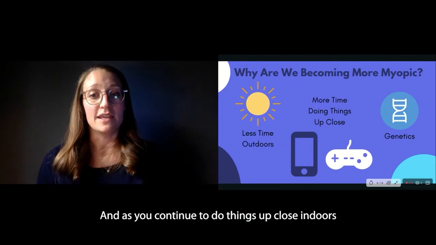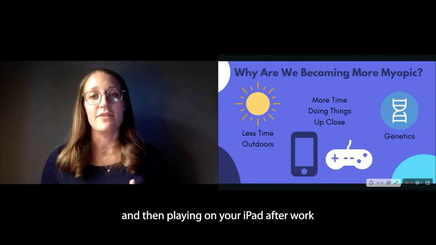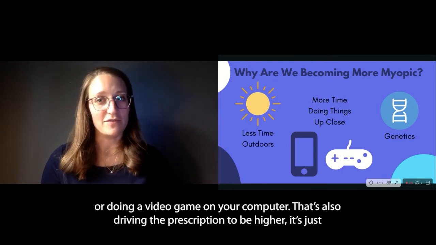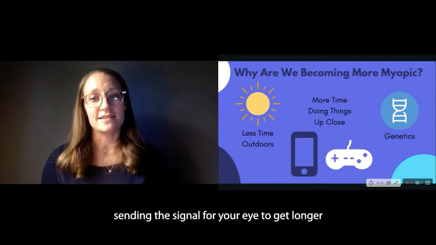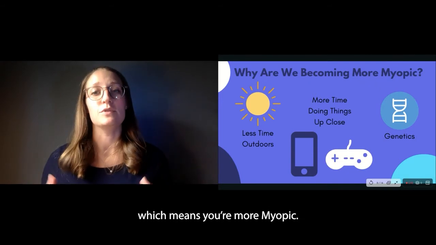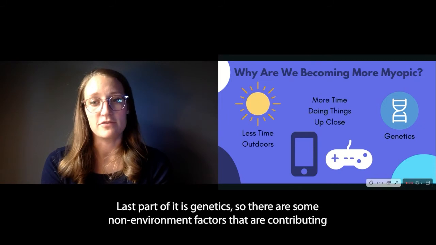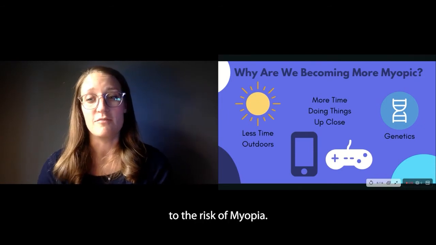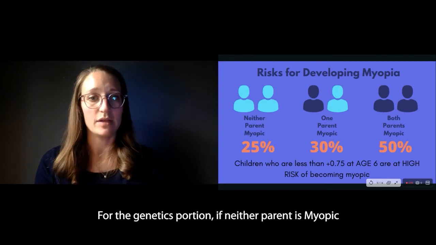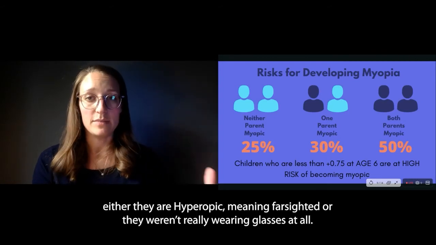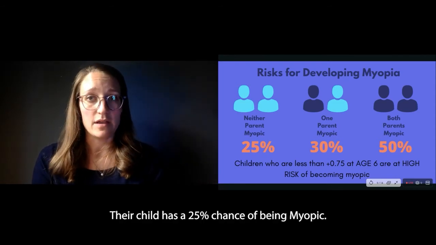And as you continue to do things up close indoors, so reading, doing your schoolwork, and then playing on your iPad afterward or doing a video game on your computer, that's also driving that prescription to get higher. It's just sending a signal for your eye to get longer, which means you're more myopic. And the last part of it is genetics. There are some non-environmental factors that are contributing to the risk of myopia. For the genetics portion, if neither parent is myopic, either they are hyperopic, meaning farsighted, or they don't wear glasses at all, their child has a 25% risk of becoming myopic.